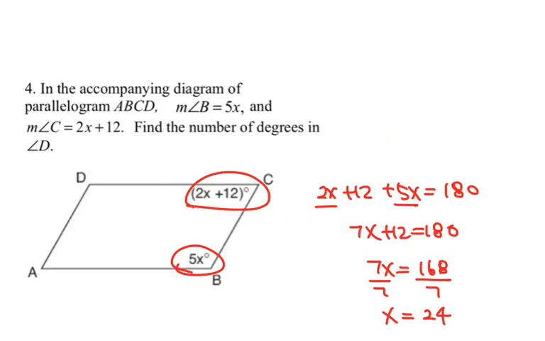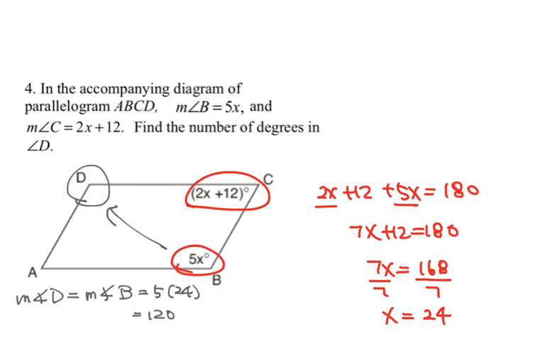But what they're looking for is for us to find the angle D. That is the same thing as angle B because opposite angles are congruent in a parallelogram. So we need to figure out the measure of angle D, but that is the same as the measure of angle B, which is equal to 5 times 24. We can easily see that that's equal to 120 degrees, and that becomes our answer.